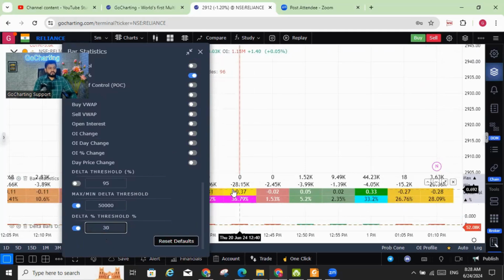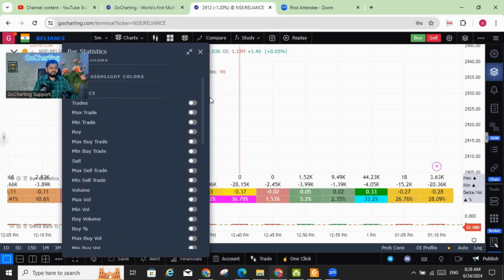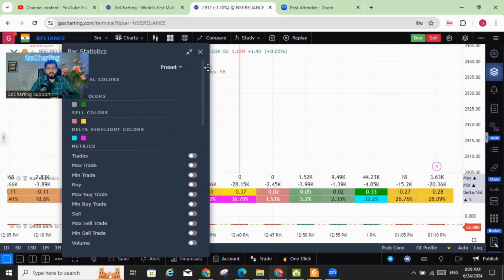All right, so these are the various options of the bar statistics we have learned. I hope now these options have become more clear to you. In the next video, we'll be learning about more advanced concepts of order flow. Thank you, guys.